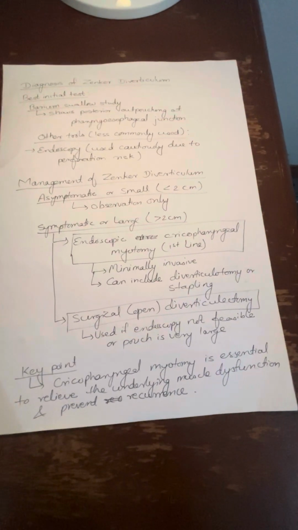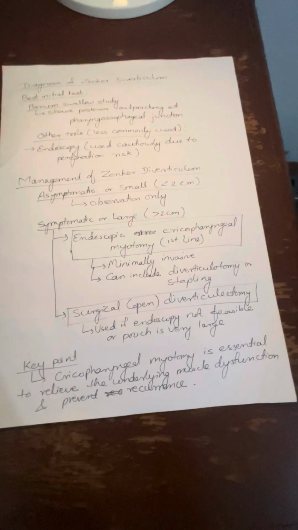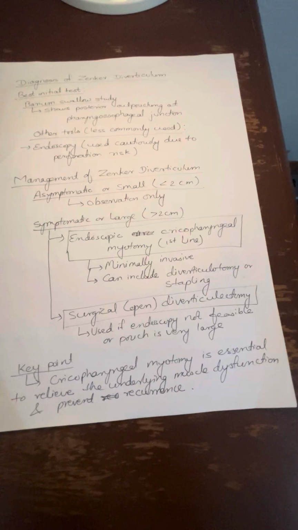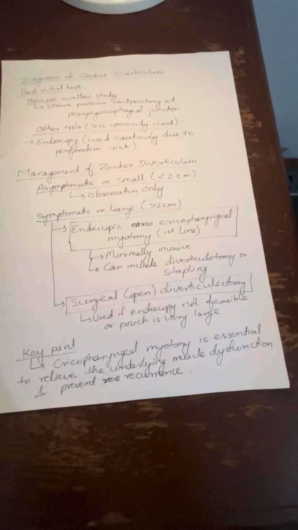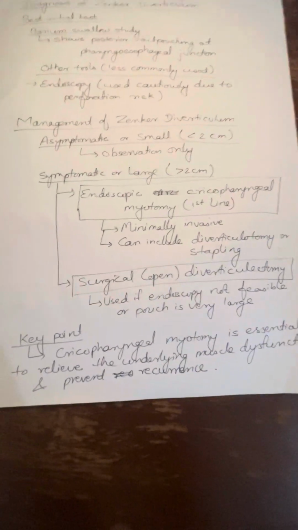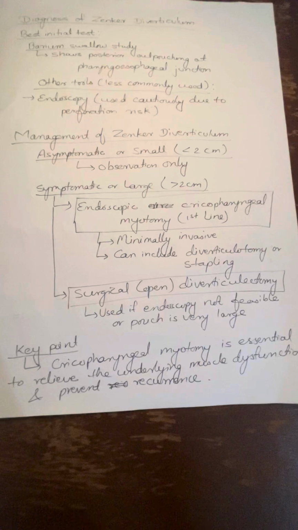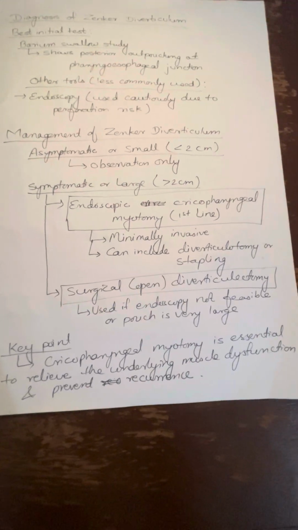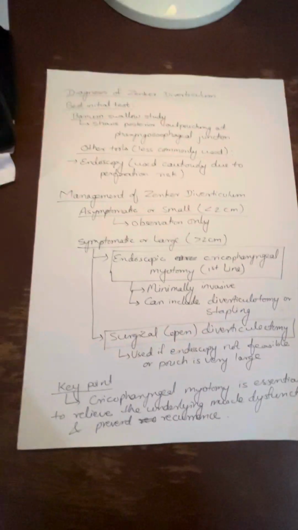And the next option is surgical or open diverticulectomy. This is done if endoscopy is not feasible, or if endoscopy fails, or if the pouch is very large. So finally, one final key point: cricopharyngeal myotomy is essential to relieve the underlying muscle dysfunction and prevent recurrence in the future.